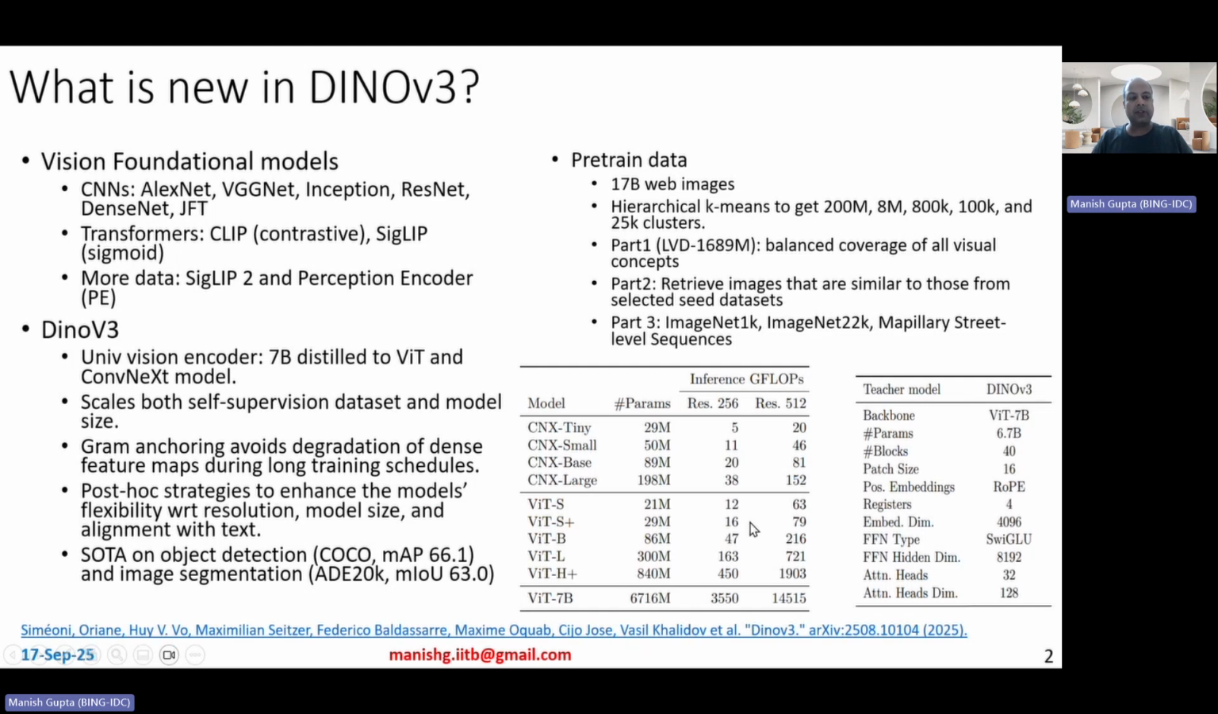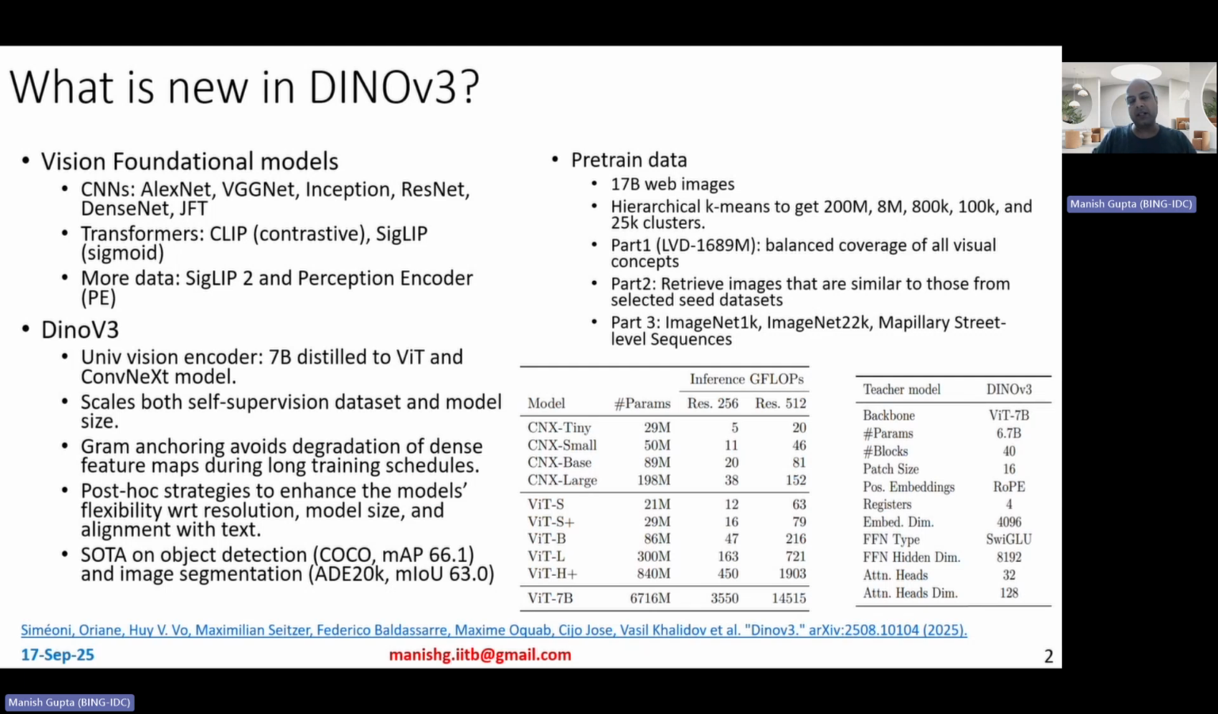Okay. So the new thing that DinoV3 has added on top of the DinoV2 model is this Gram anchoring technique. And we'll talk in detail about what Gram anchoring is. But in short, they've added this technique so as to avoid degradation of dense feature maps during long training. So when you do continuous training, dense feature maps can get degraded. And to avoid that, they brought in this Gram anchoring.